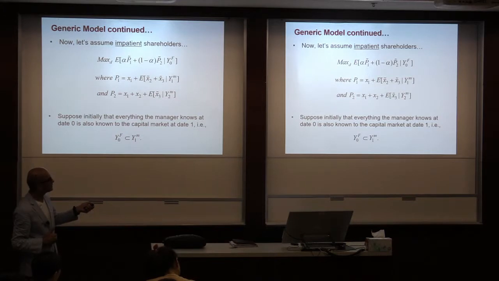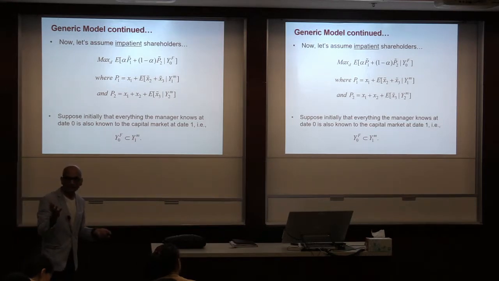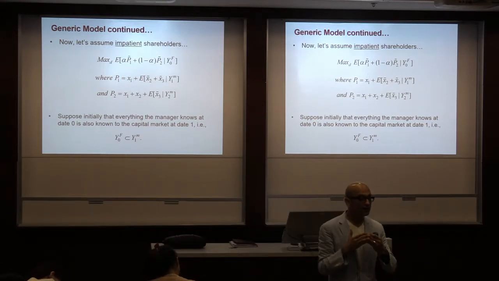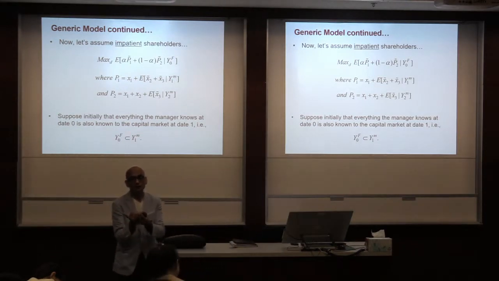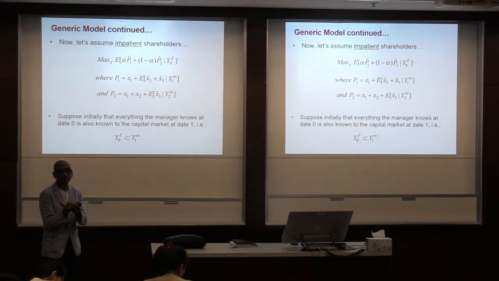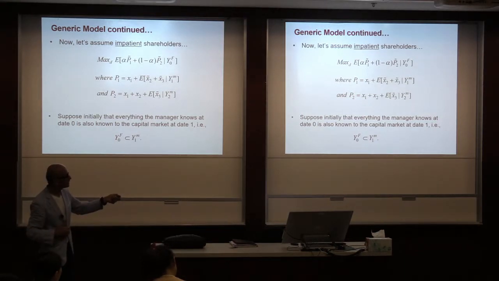Now, what happens if we substitute for P1 and P2 in this objective function? Here's the first assumption I'm going to make. Suppose initially, everything the manager knows at date 0 is also known to the capital market at date 1. This is getting to your point earlier that eventually the market knows everything. At date 1, date 2, the market has the information the manager had at date 0. How? Perhaps via disclosure. In your financial statements, you disclose all the information. Therefore, the manager's information eventually becomes public. That's captured by Y0F being a strict subset of Y1M. The market might know more. Not only does it know the manager's information at date 0, it may have more information. So that's the first assumption I'm going to make.